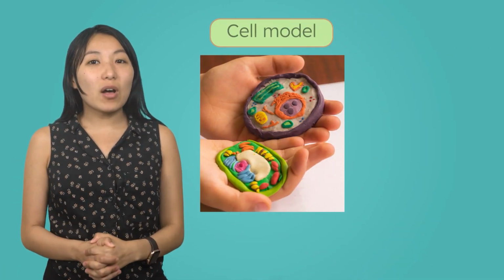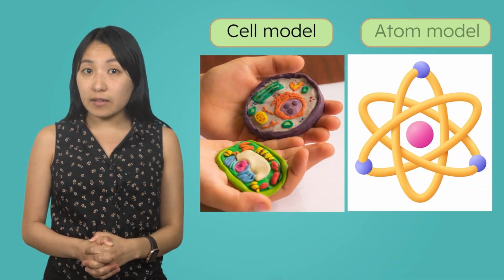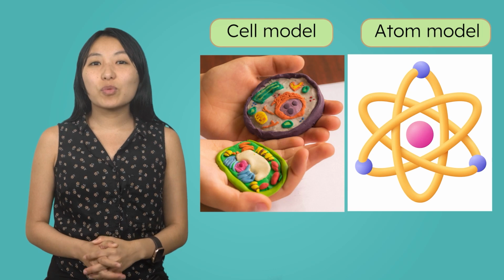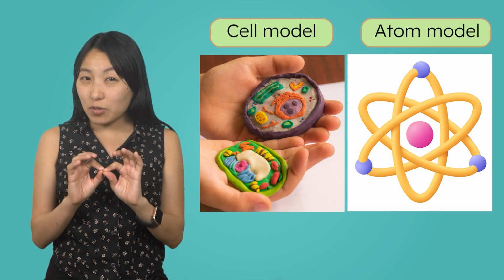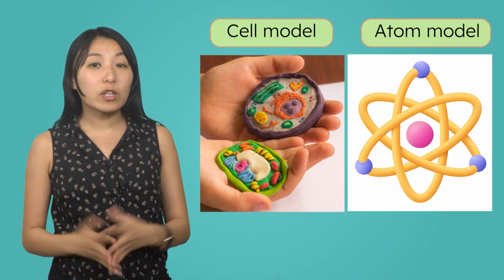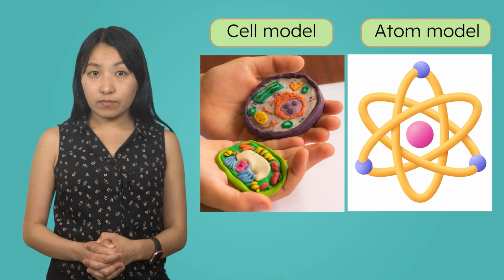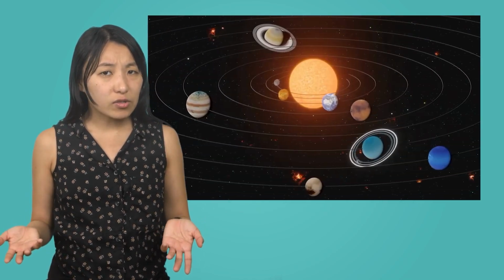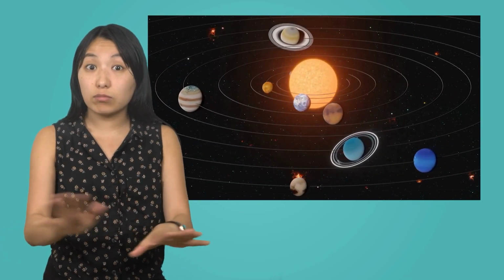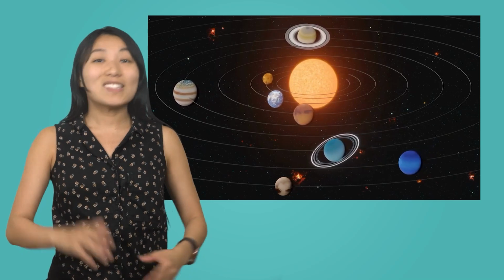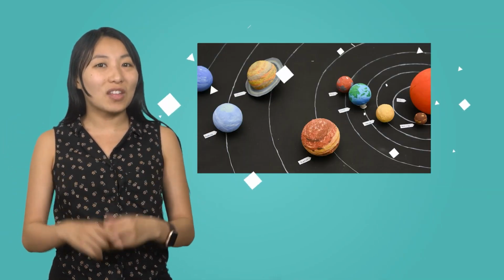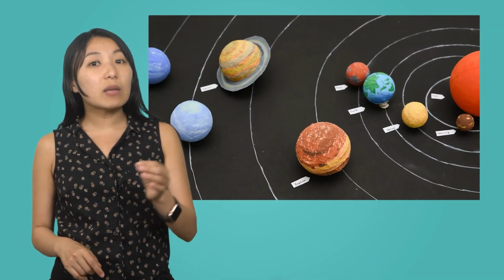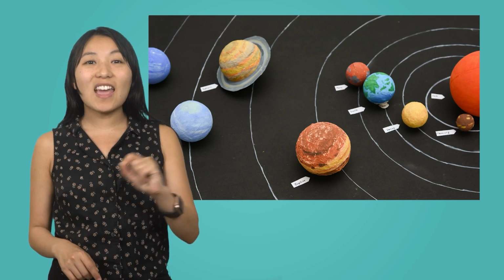Have you ever built a model of a cell or maybe of an atom? In these cases, models were used to represent a very small object in a way that was bigger, so we could see and understand it. Will the same be true of a solar system model? We definitely don't need to make it any bigger. Instead, we'll make it smaller than the real one, but with the same goal, being able to see and understand it better.